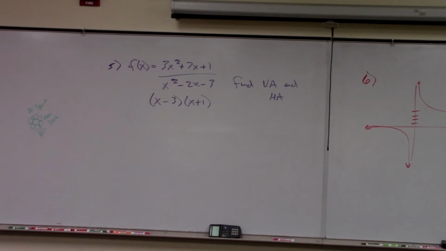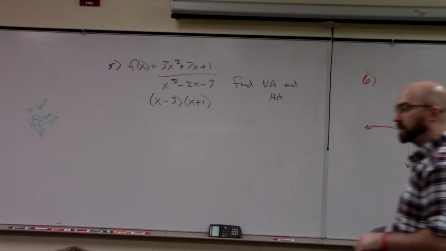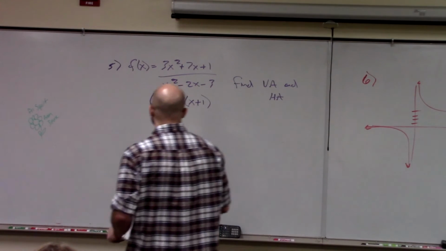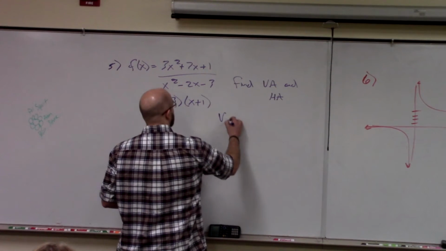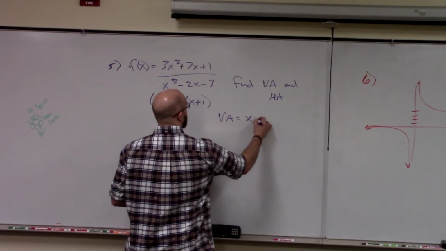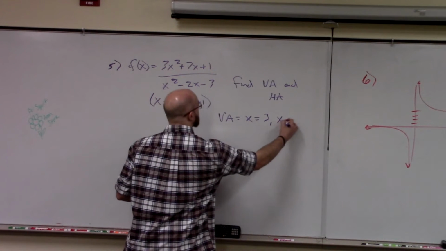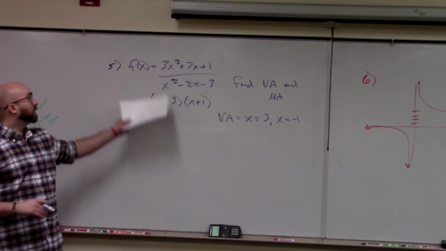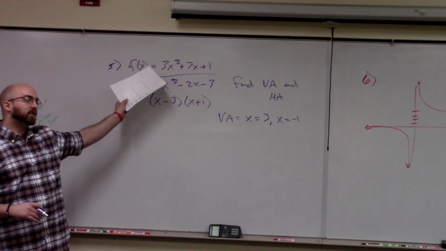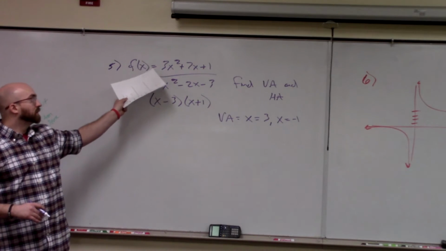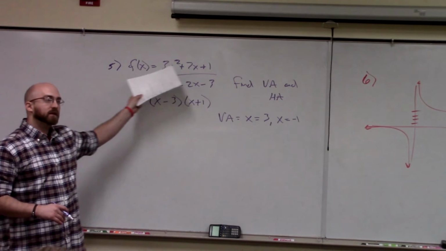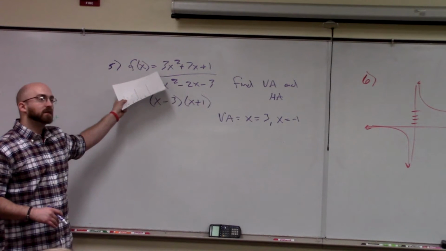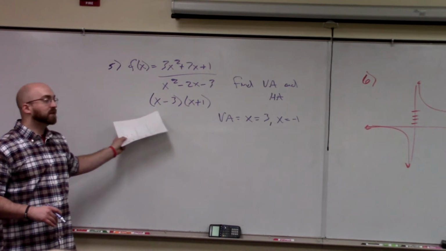So what are the vertical asymptotes? 3 and -1. It's x equals 3, x equals -1. Now, the thing is why we didn't do that. Normally, you're right, we factor this one, right? This one will not equal any of these.